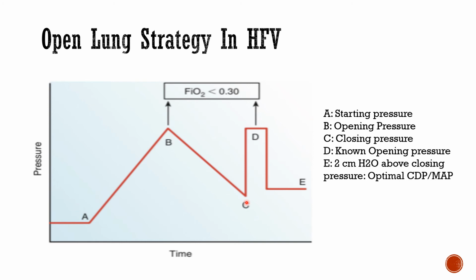Now once we know what the opening and closing pressures are, we increase the pressure back again rapidly to our opening pressure at which the lungs are recruited. And for a short duration of time, we continue applying these pressures until all alveoli are recruited, following which we drop down the pressures to 2 cm above our closing pressure to stabilize the alveoli in their expanded state, which will be the optimal continuous distending pressure or mean airway pressure.